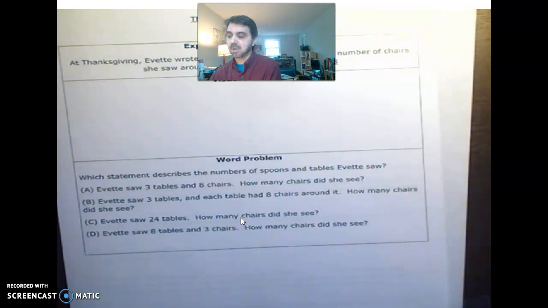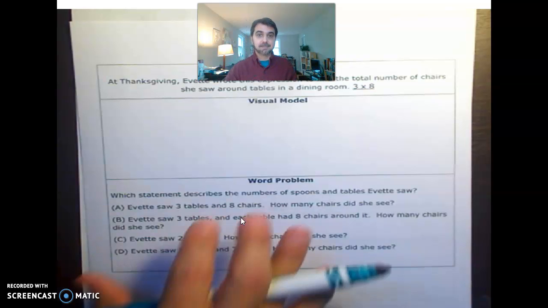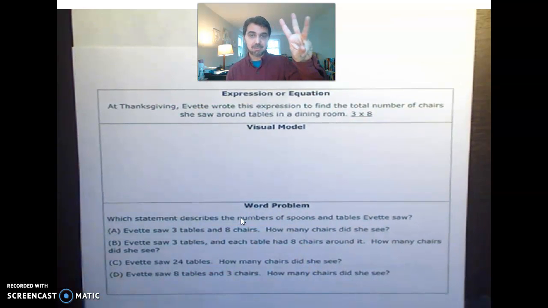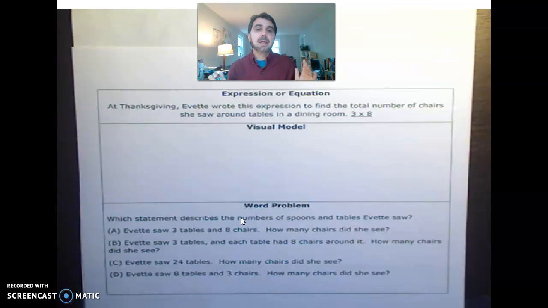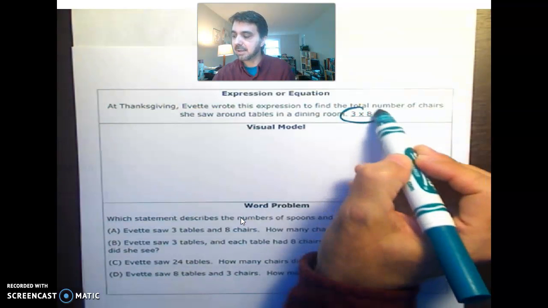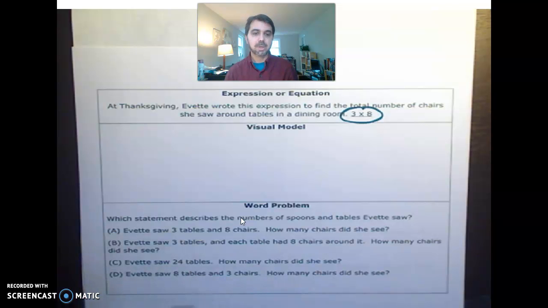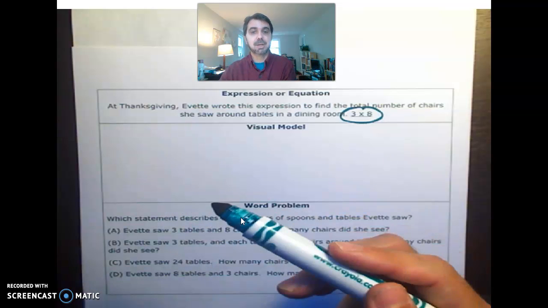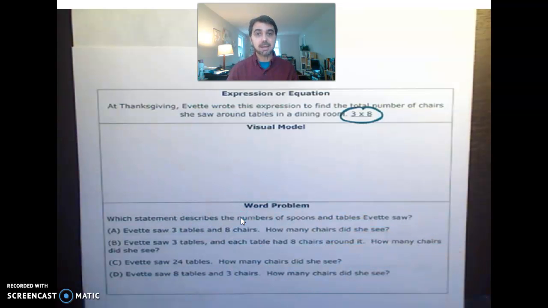And we're going to move on to today's work. There's only going to be 3 problems. That's it. Okay, because they require a fair amount of work. Because what we're going to do is take an expression like 3 times 8, and figure out which of the word problems or statements match the expression. So yesterday we were doing, if I give you an expression, what's a model we could draw to represent that? Today, I'm going to give you an expression and what's a word problem that would match it. Okay, so let's get started.